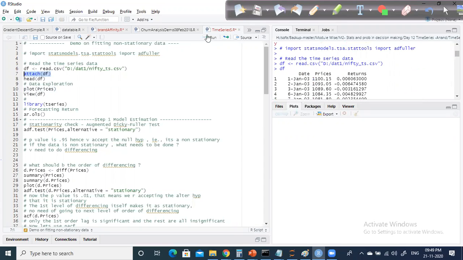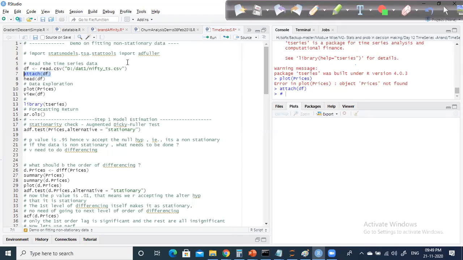Okay, I need to attach it. See, in R, if you want to use a column, you need to prefix the column with the data frame name and a dollar sign, like DF dollar prices. What I do is use a function called attach(DF). It gives a reference to my columns, so you don't have to specify DF dollar. We don't use attach most of the time, because if you have multiple data files with similar columns, there will be some issues. But since we are using only one data file, I use attach and don't have to do the prefixing.